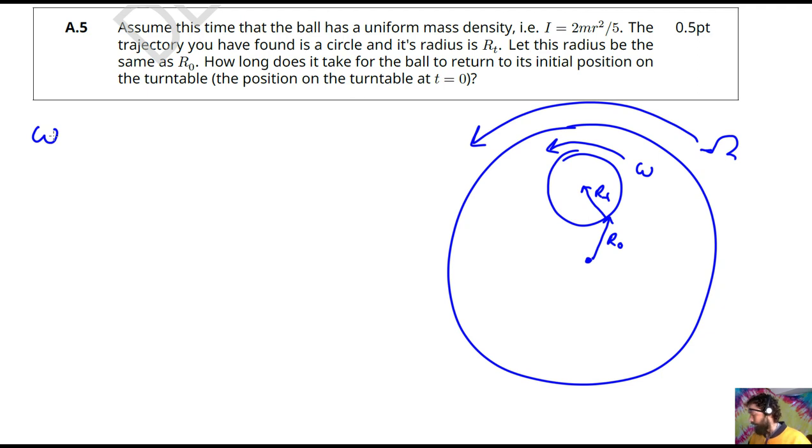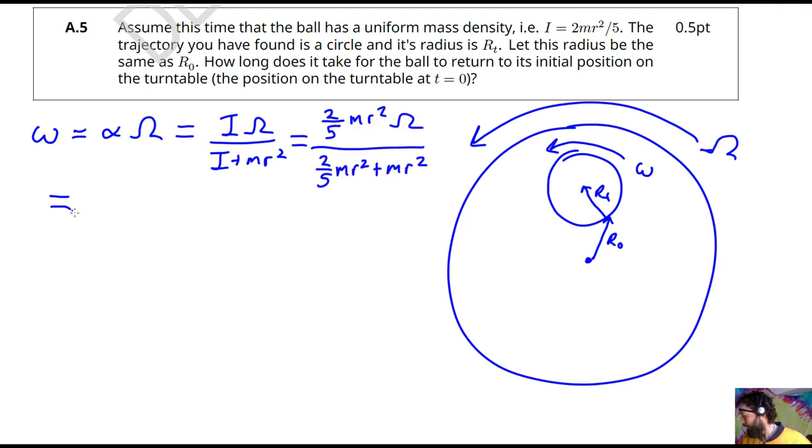From our previous equation, we got the angular frequency of the ball, omega. How quickly it's going around in its circles is given by alpha capital omega. Then we can substitute in for alpha, and we've been given the value for the moment of inertia, I. If we do this, we get that little omega is equal to 2/7 of the big omega. So for every 7 rotations that the turntable does, the ball does 2 rotations.